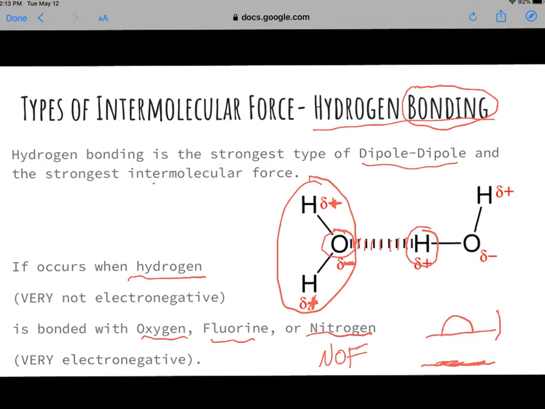Hydrogen bonding is also used in DNA. So DNA has two sides, and then the bases are joined in the middle. Right here, where an A joins up with a T, those are connected together by a hydrogen bond. If you have a G and a C, those are connected together by a hydrogen bond. So all your DNA down the middle is all connected via hydrogen bonds.